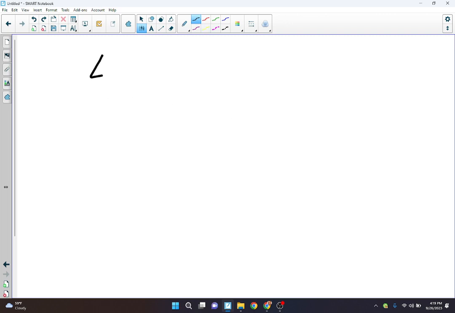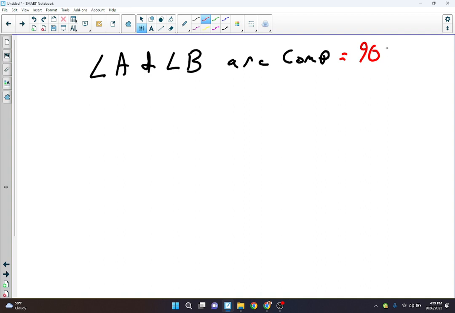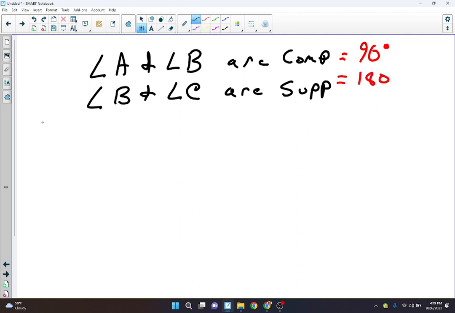All right. Angle A and angle B are complementary. What does that mean? Complementary means it equals 90 degrees. And then let's say angle B and angle C are supplementary. That word means 180. If I tell you angle C equals 121 degrees, please give me angle B, and please give me angle A.